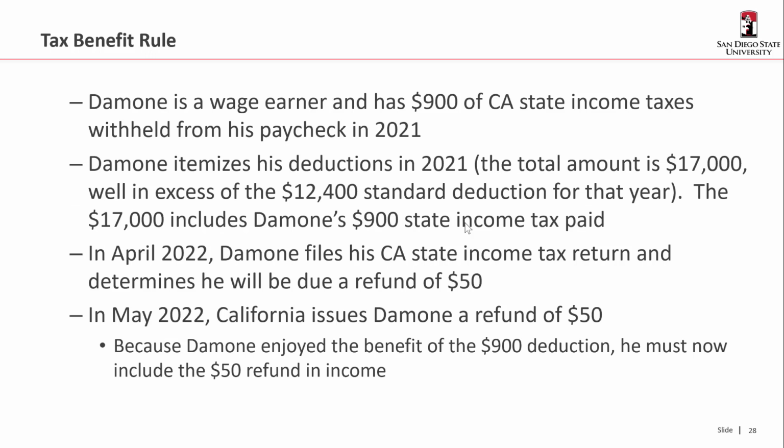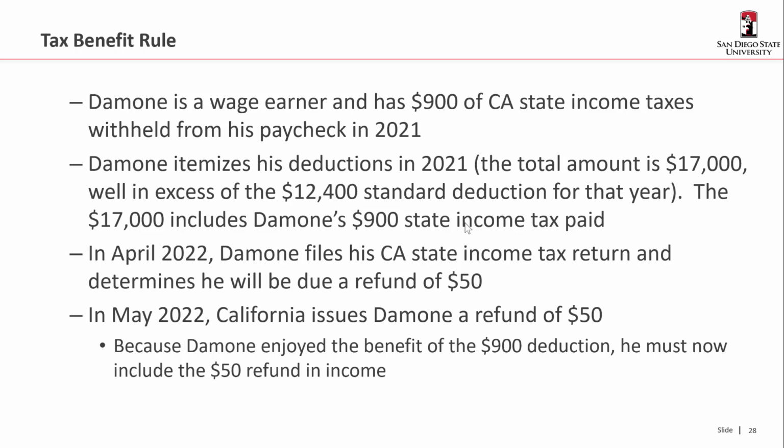Okay, this is the last one, and it's kind of computationally difficult, so try to bear with me on this one, and we'll see if we can live through it, because it is the last thing. So Damone's a wage earner. He's got $900 worth of California state income taxes withheld from his paycheck in 2021. So that's not uncommon, right? When you work, they withhold state income taxes from your check.